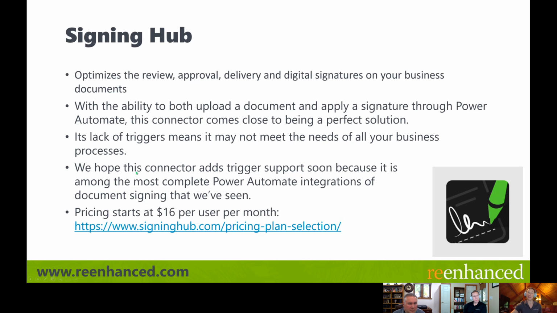So we did say we hope that they add trigger support soon, because it is among the most complete Power Automate integrations of document signing that we've seen. So pretty cool. You can upload documents and apply a signature through the connector. I'm really hoping they can add some triggers so this can be just as good as Get Accept. Pricing for this one is a little bit more. It starts at $16 per user per month. And there's a link to all of that too.